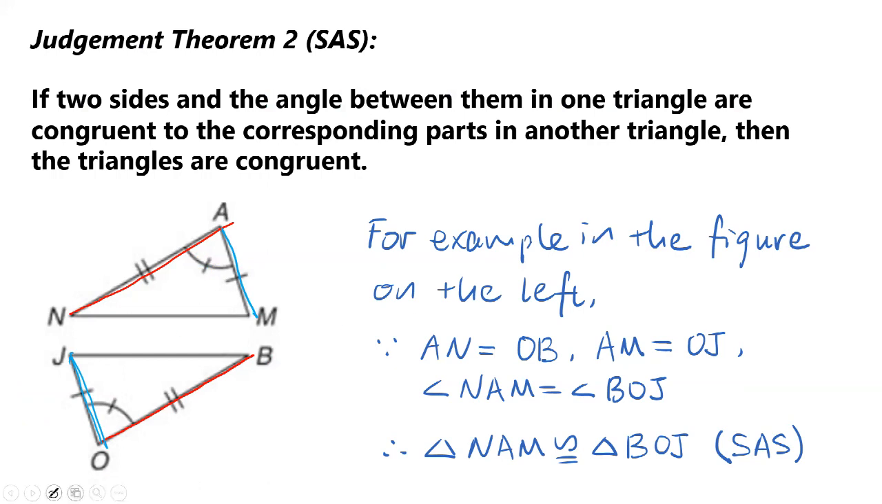Also, we know the angle in between the two sides are equal. Angle NAM here equals angle BOJ. Okay, and according to this judgment theorem, two sides and the angle between them in one triangle are congruent to the corresponding parts in another triangle. Then these two triangles are called congruent, right? Therefore, we denote triangle NAM is congruent to triangle BOJ. Can you see why we should write these three letters in this order?